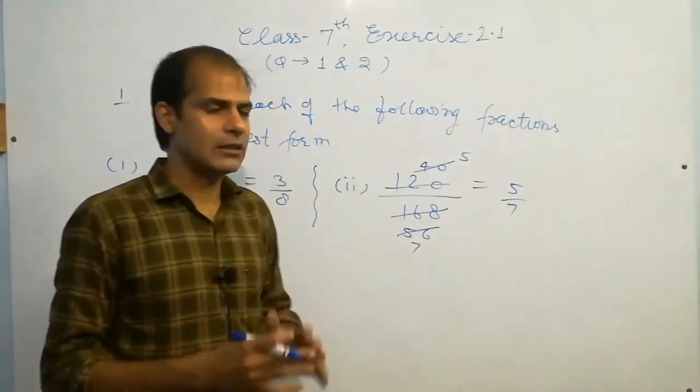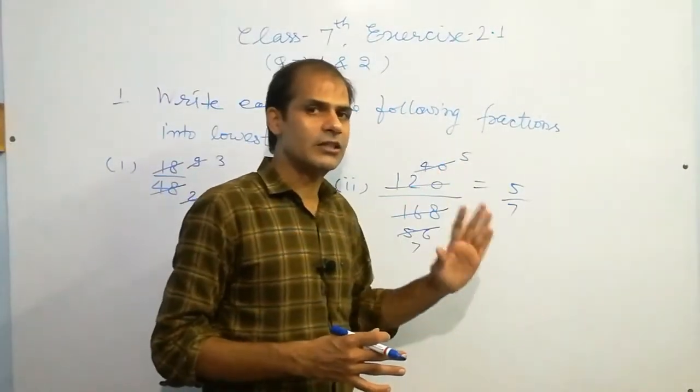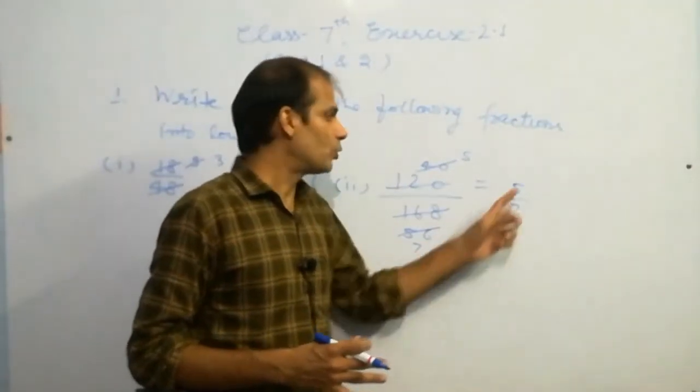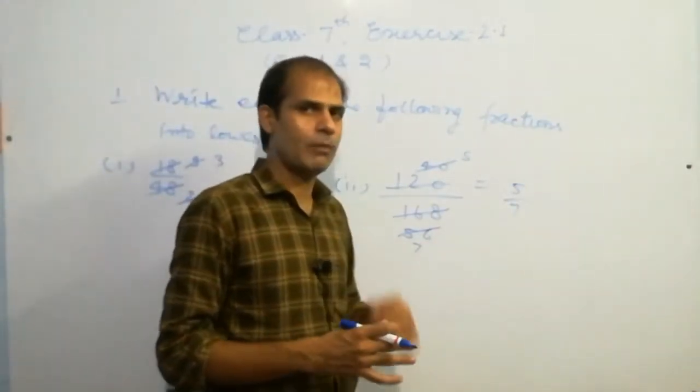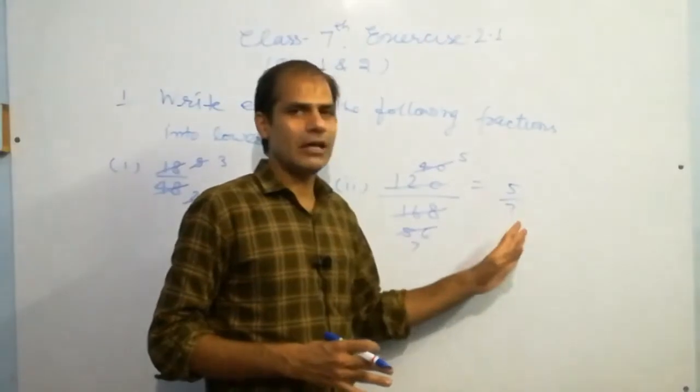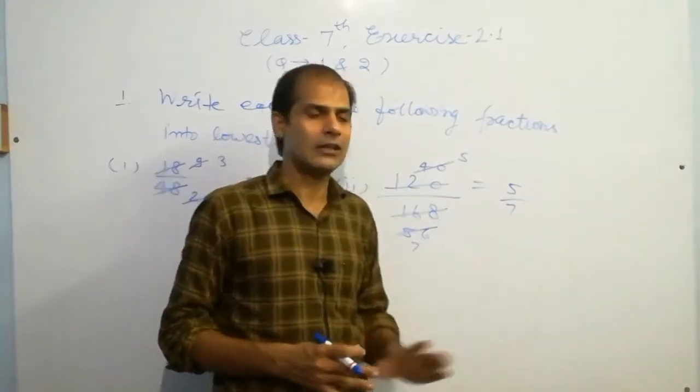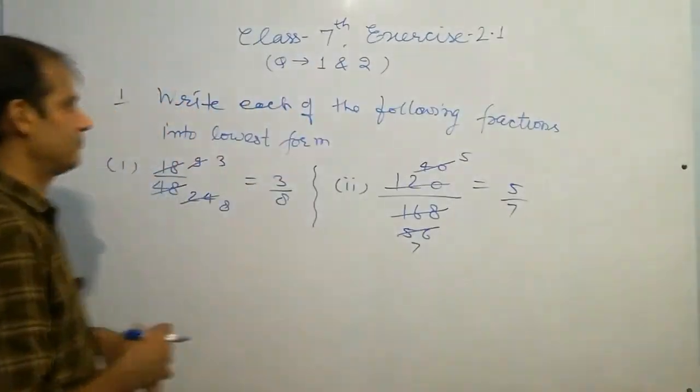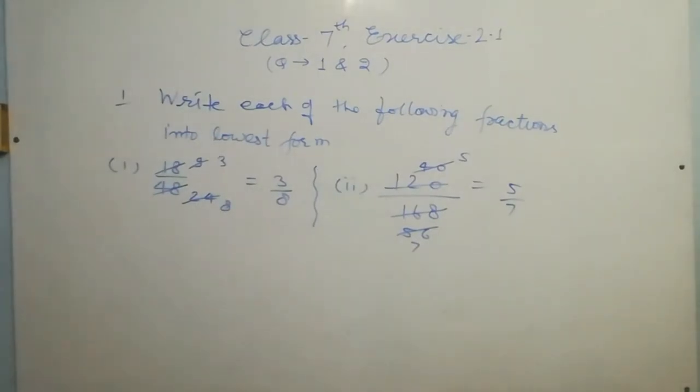Lowest form means further division is not possible, means you cannot divide both of these by any other number. Now you cannot divide these two, so they have been converted to the simplest form. So I hope you are getting it. Students, pause the video and note.